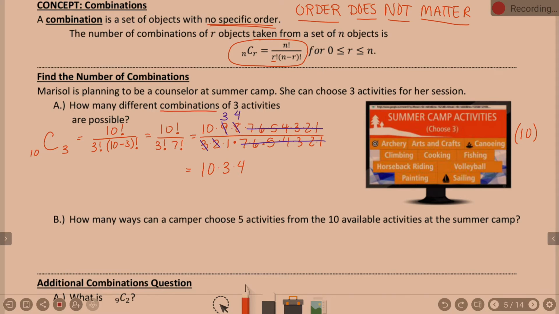And so if you want to be big brain, you don't even have to pick up the calculator to do this one, right? So 10 times 3 times 4 is 120.